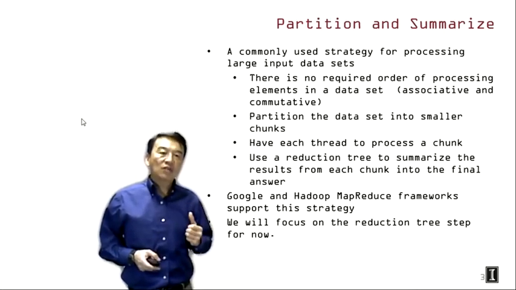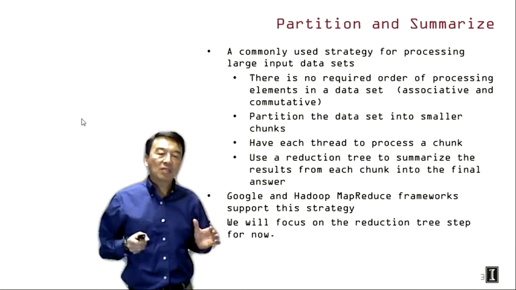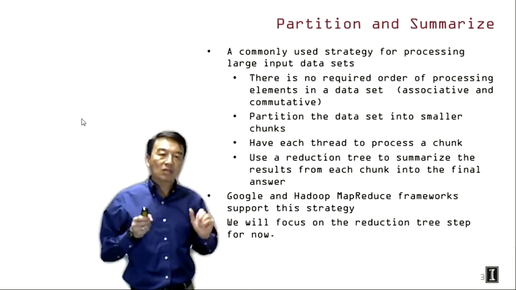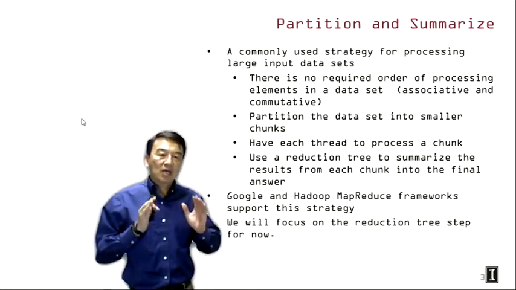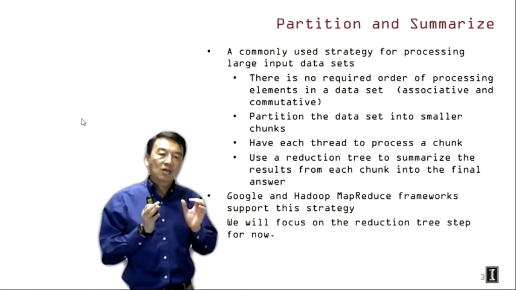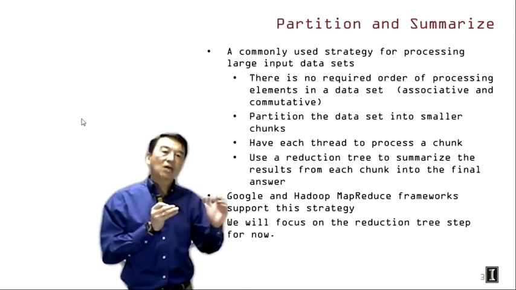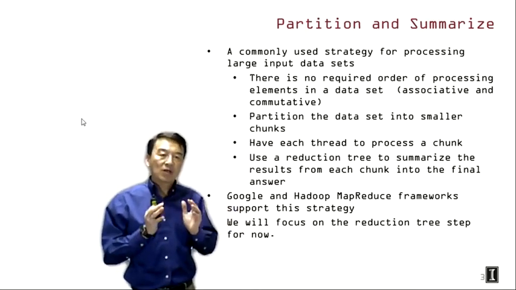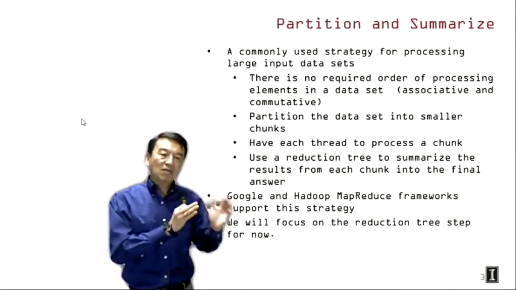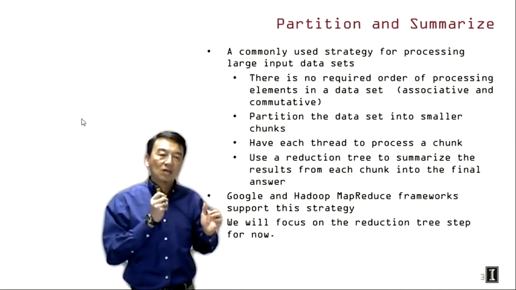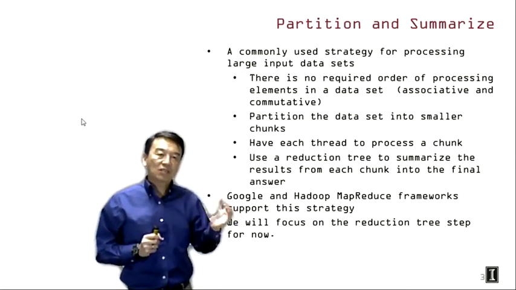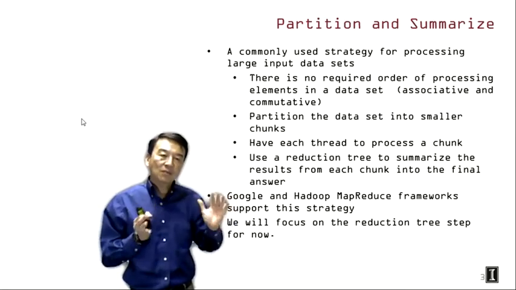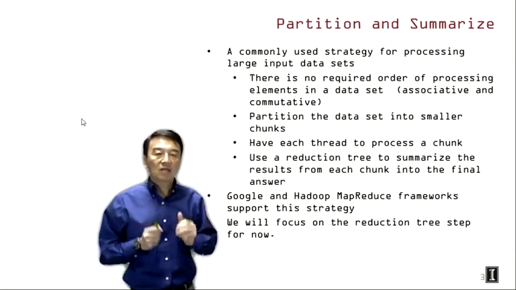So associativity means that if we process multiple elements, let's say three data elements, A, B, and C, it doesn't matter whether we process AB first and then process the result of AB with C, or we process the BC first and process the result of BC with A. So this gives us the flexibility of processing some subset of data ahead of others.